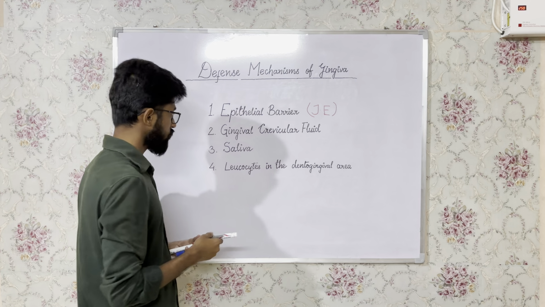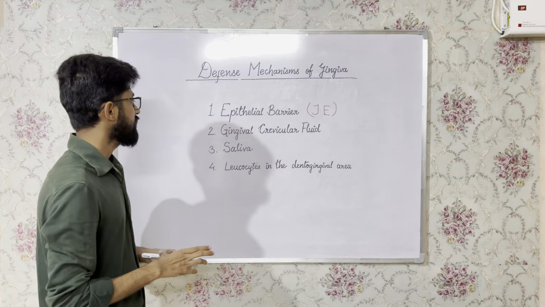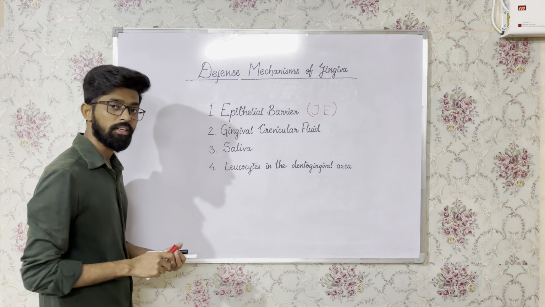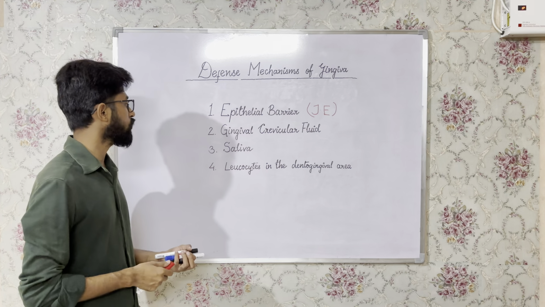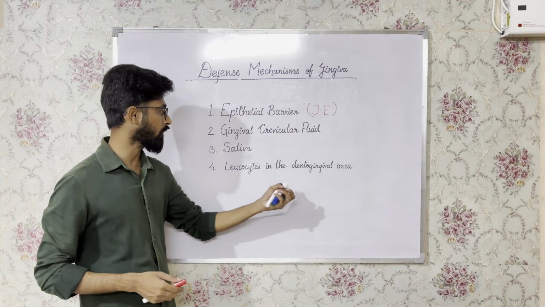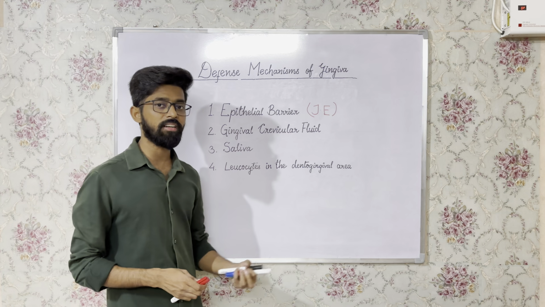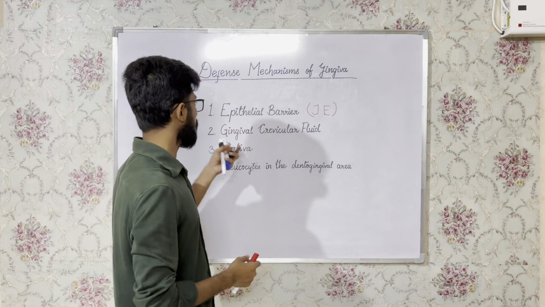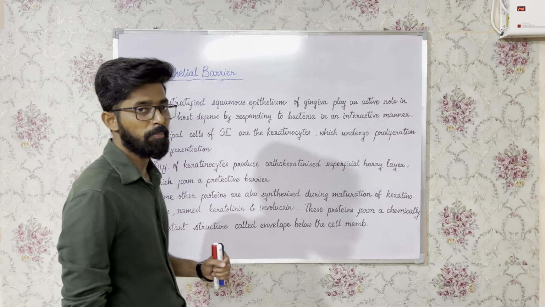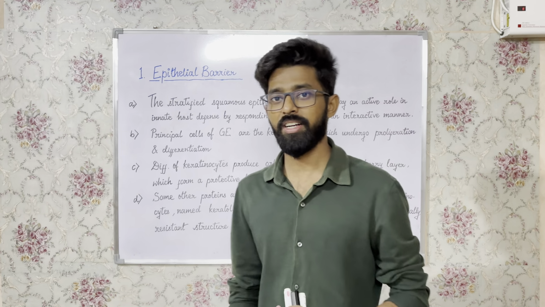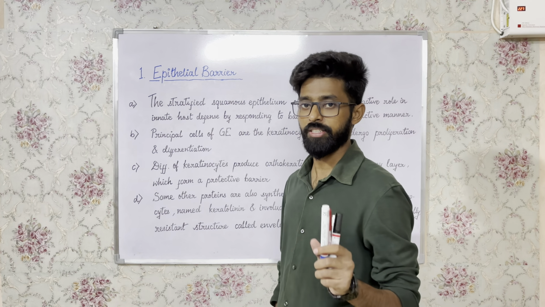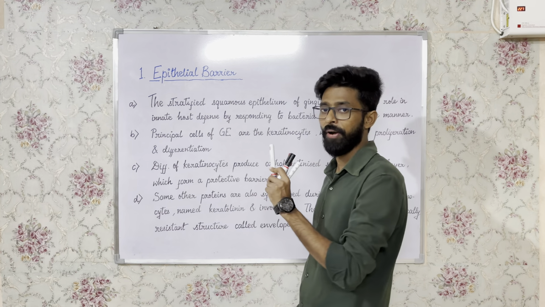Okay, first one is the epithelial barrier, second is the gingival crevicular fluid or the sulcular fluid, third will be the saliva, and the fourth will be the leukocytes in the dentogingival area or leukocytes in the gingival sulcus. Okay, so we will explain each of them in detail. Epithelial barrier, we have already studied this in the previous lecture. So the points are from the previous lecture only. You will write these 4 points.